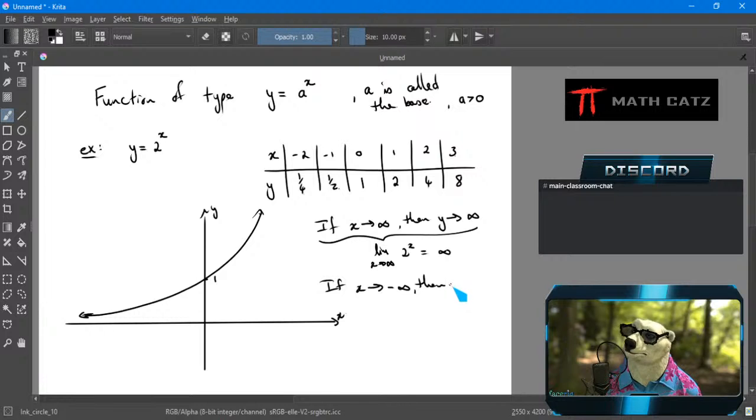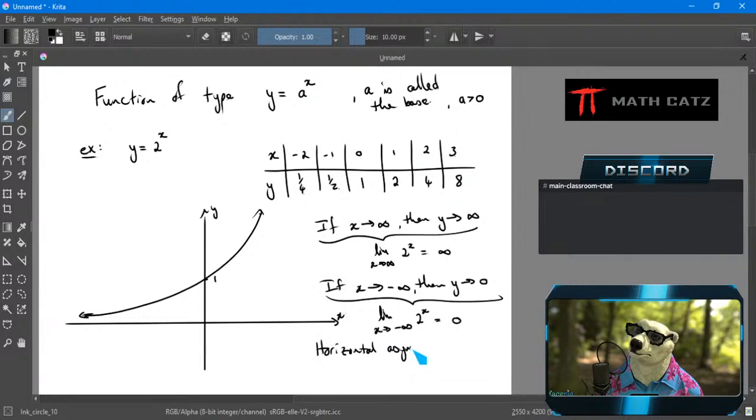it's not too difficult to be confident that y is going to go to 0. I can write that in my limit notation. 2 to the x is going to be 0. So that means I have a horizontal asymptote. And contrary to what I saw with rational functions, the horizontal asymptote is the line sitting on the x-axis. So that is the line y equals 0, matches that 0.